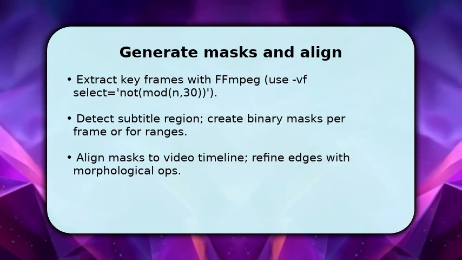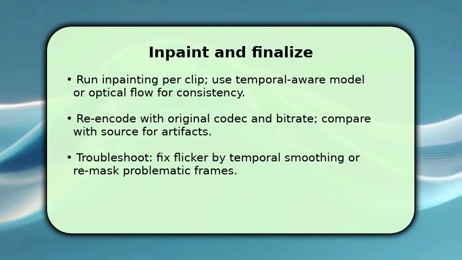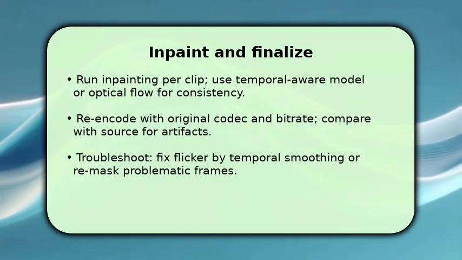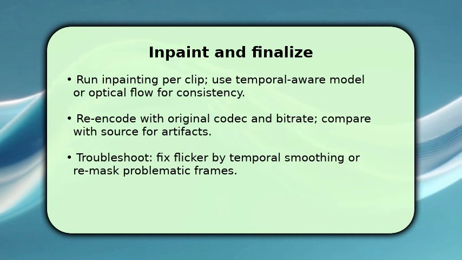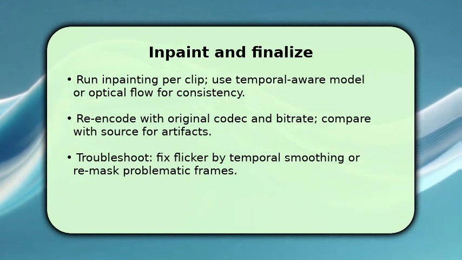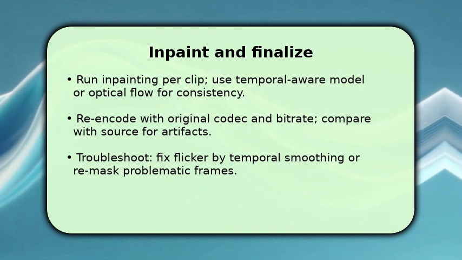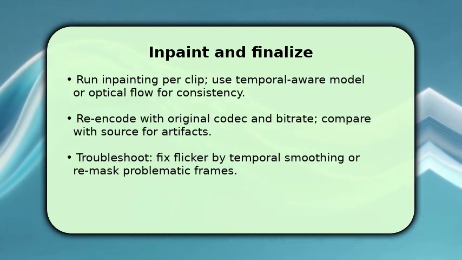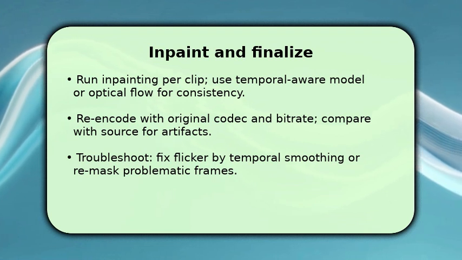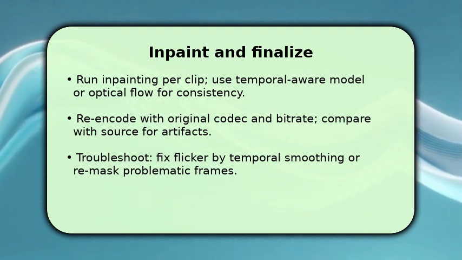You feed masked frames or the full clip into an inpainting workflow, prefer a temporal-aware model, or apply optical flow to propagate clean pixels across frames, which reduces flicker. After inpainting, recombine frames and re-encode with original codec and bitrate using FFmpeg to preserve quality.